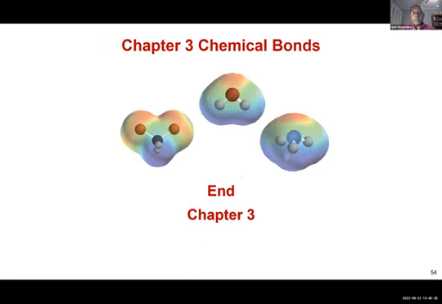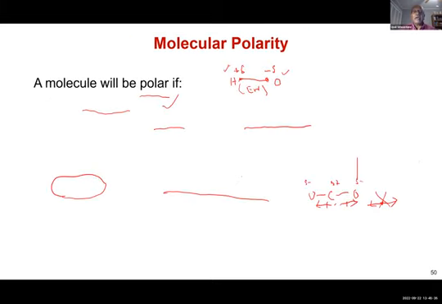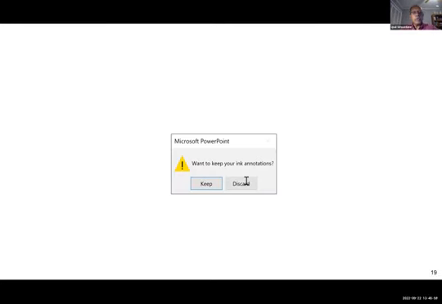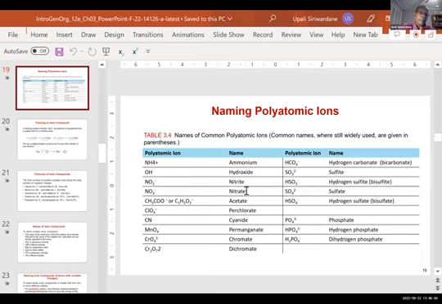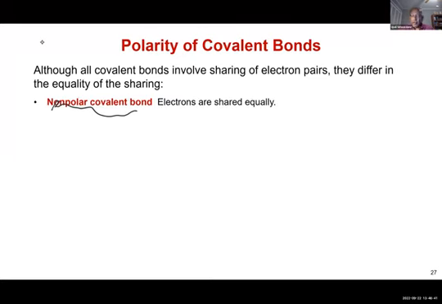Now, when you look at to predict the polarity of a bond, I may have to go back a little bit. I went way down. Polarity of covalent bond. There are two types of covalent bond. We talked about non-polar covalent bond. Right here.